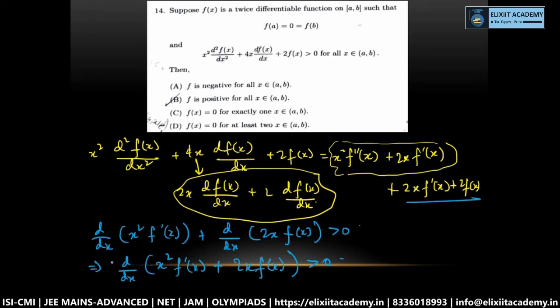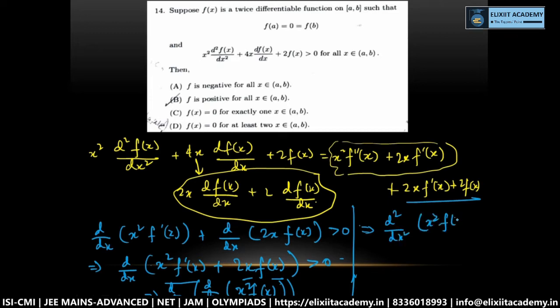Right? So that's given. Finally, you can reduce this as well: x squared f prime x and 2x f(x). Just by mere observation, you can see that this is the derivative of x squared f(x). So basically, we have d2 by dx2 of x squared f(x), and this is greater than 0. So the double derivative of x squared f(x) is greater than 0. This is what we have.